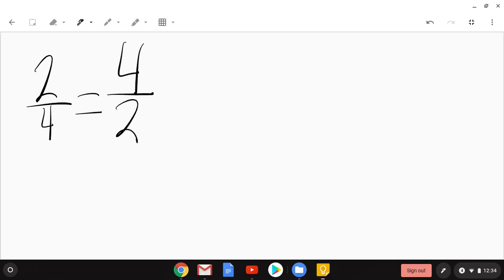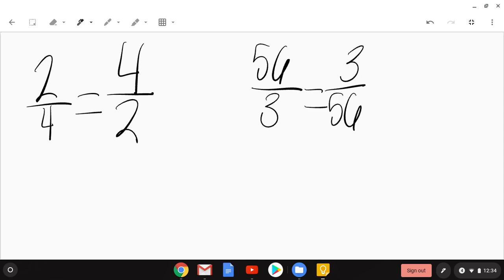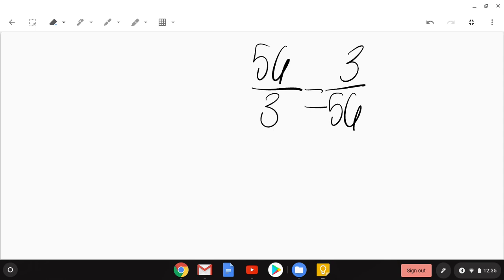So the reciprocal of, let's do 2 fourths, would be 4 over 2. The reciprocal of 56 over 3 would be 3 over 56. So when I say we need the reciprocal of a fraction, all we're doing is just flipping it upside down. Okay, so let me make an example problem here.